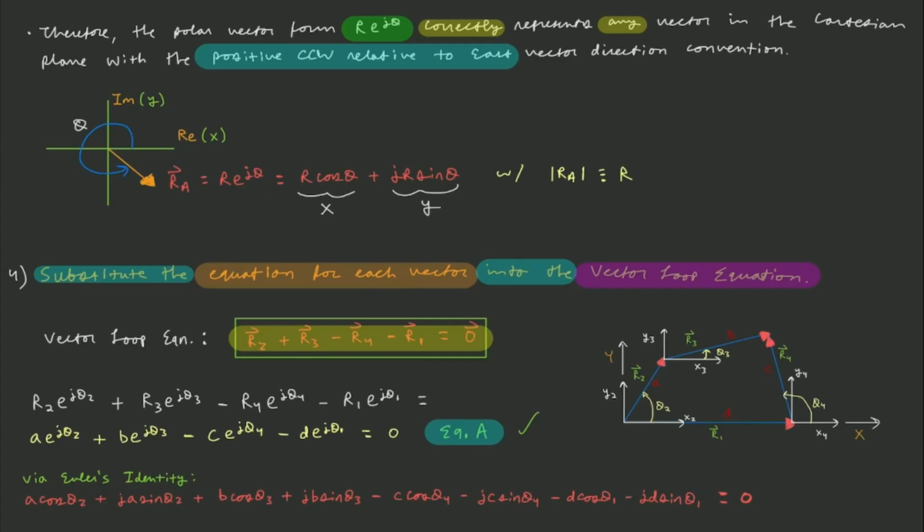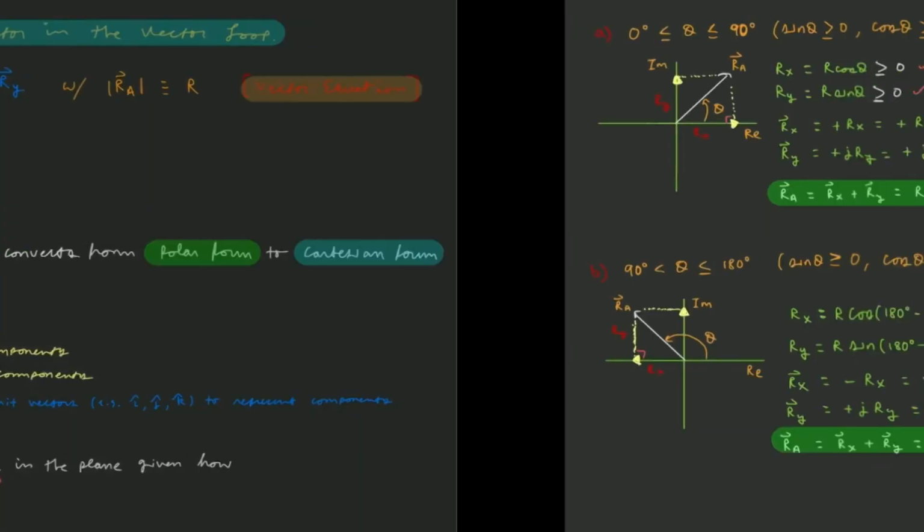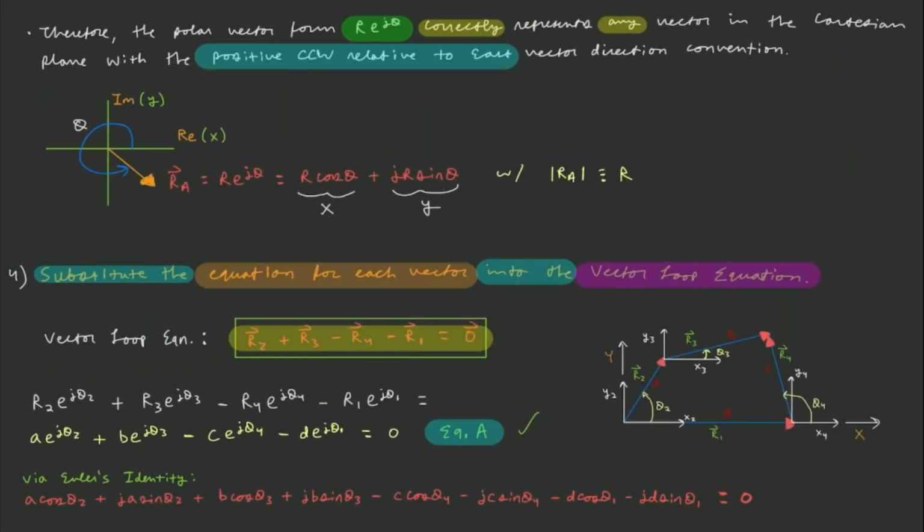Now, through Euler's identity, which again, we have right here, e to the j theta is equal to cosine theta plus j sine theta. So through Euler's identity, we're going to take each of these terms and plug in the Cartesian version of the polar form, right? So here's our a cosine theta 2 plus ja sine theta 2, which is from this, plus b cosine theta 3 plus jb sine theta 3, which is from this, and then we go down through the other links as well. So we're just taking our e to the j thetas and using Euler's identity to replace those e to the j thetas with the Cartesian version of the polar form. So again, our cosine theta plus sine theta summations, where our j's represent the y components and our no j's represent the x components.